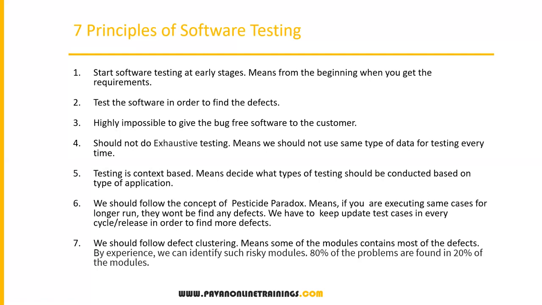Now the fifth principle: testing should be context based. Testing should be context based. Means what? Depending upon the application, you have to decide what kind of testing should be conducted. For example, if it is a web application, what does that mean? Many people will access it through the internet. So automatically performance will be reduced. So you have to conduct performance testing there for a web application.